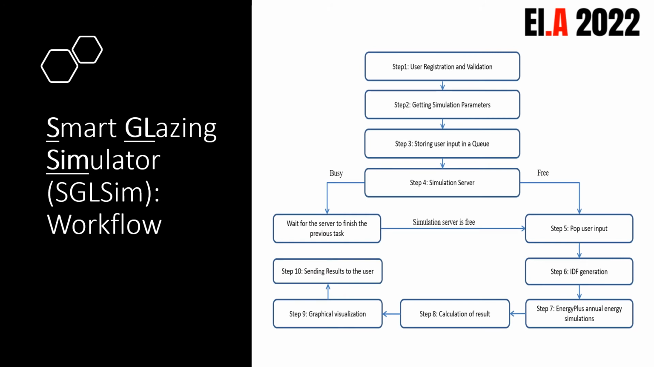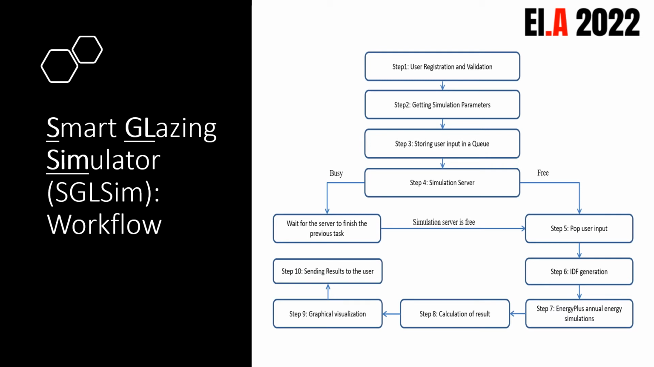A smart glazing simulator is designed to perform energy performance analysis of STPV, electrochromic, standard glazing, and any of these glazing with dynamic internal blinds. The general workflow of the tool is that any user can sign up and validate his/her email address.